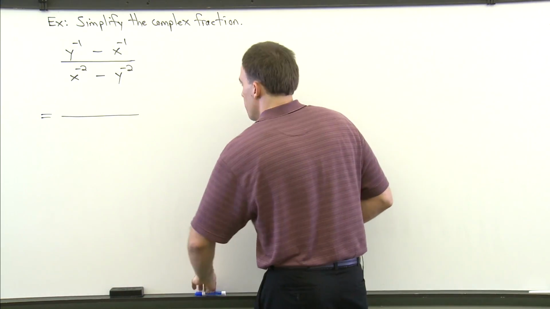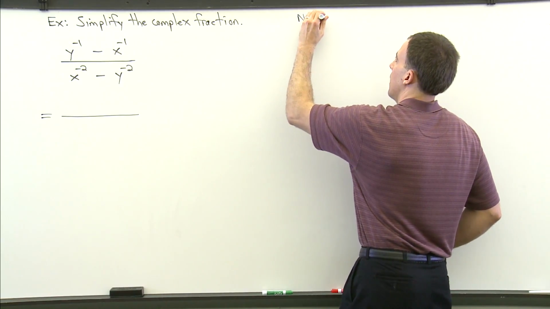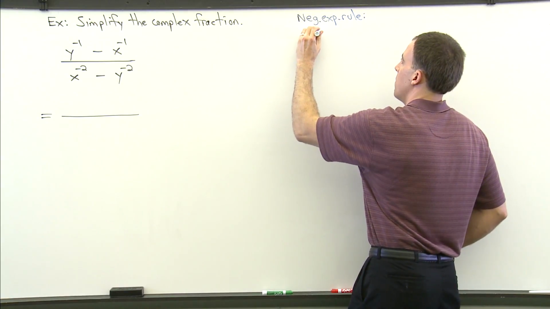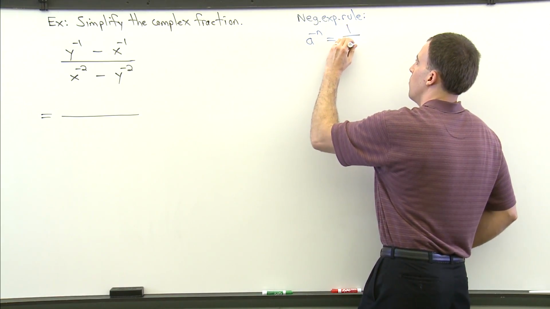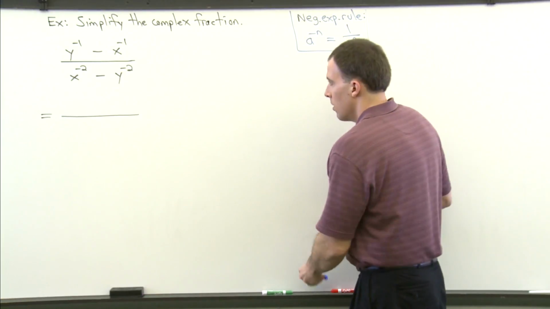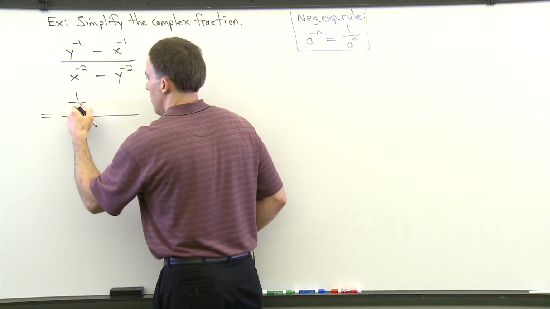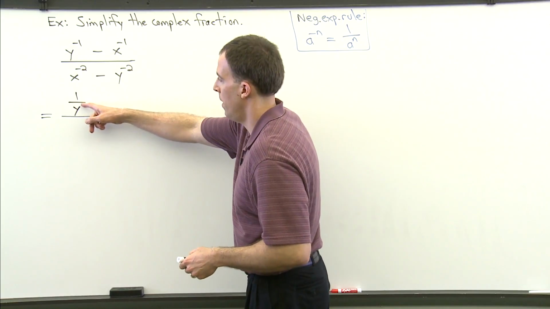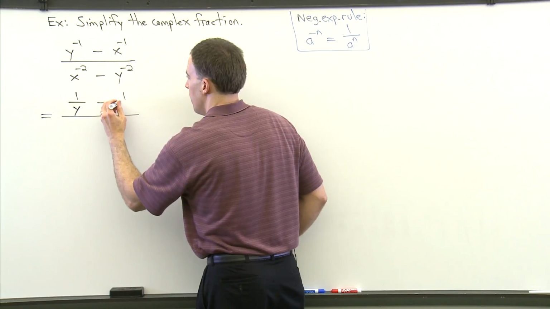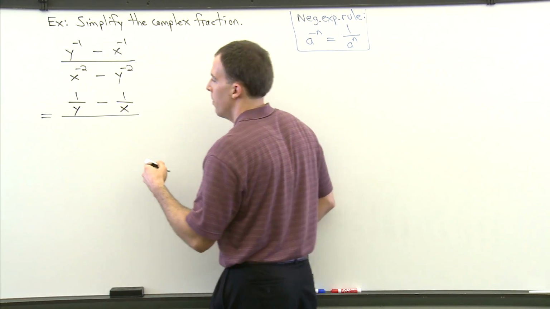So the basic negative exponent rule, to remind you how that goes. In general, if you have a to the negative n power, that can be rewritten as 1 over a to the positive n power. And that's the rule that I want to use here. So y to the negative first power is equivalent to 1 over y to the positive first power. And we don't have to write the positive 1 power on the y. And then minus x to the negative 1 power is equivalent to 1 over x to the positive first power. And again, we don't have to write the positive 1 exponent.